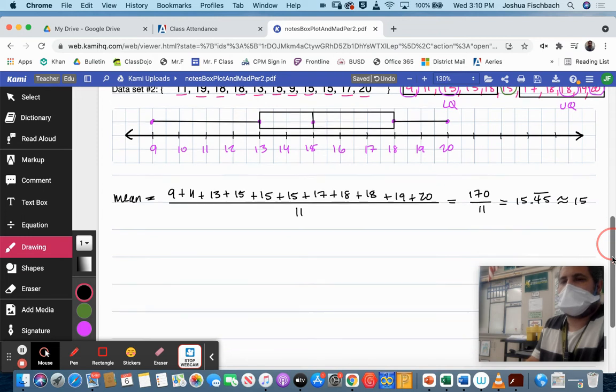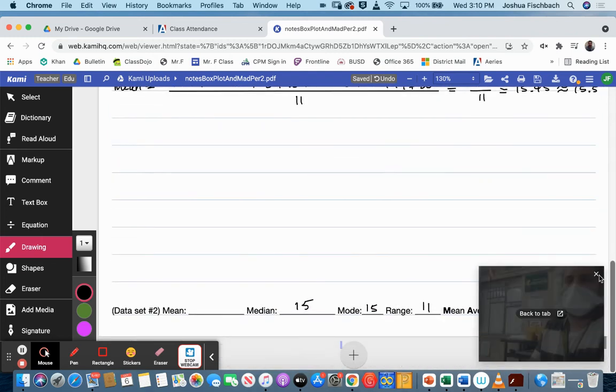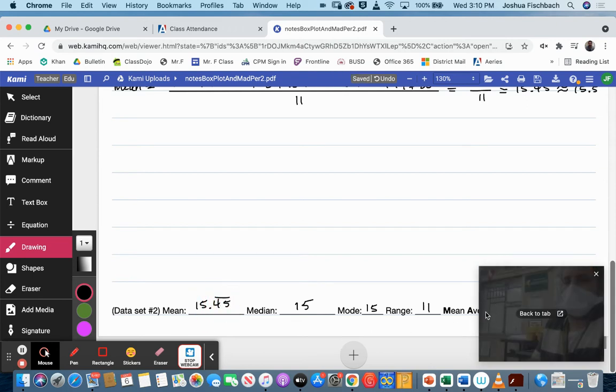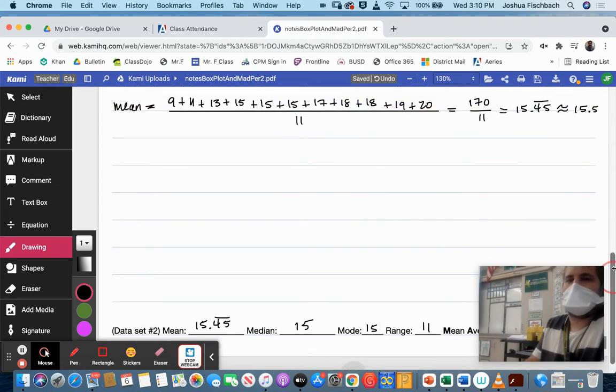If I want to be a little more precise, I could use 15.5. All right, let's be a little more precise. Let's use 15.5 for the purposes of calculating our MAD. I think to the nearest tenth is accurate enough. So our mean is going to be 15.45 repeating. That's an exact answer. But when we do our mean average deviation, we're going to use 15.5 as our mean, just to make it a little easier, because we can't really easily work with this repeating decimal.